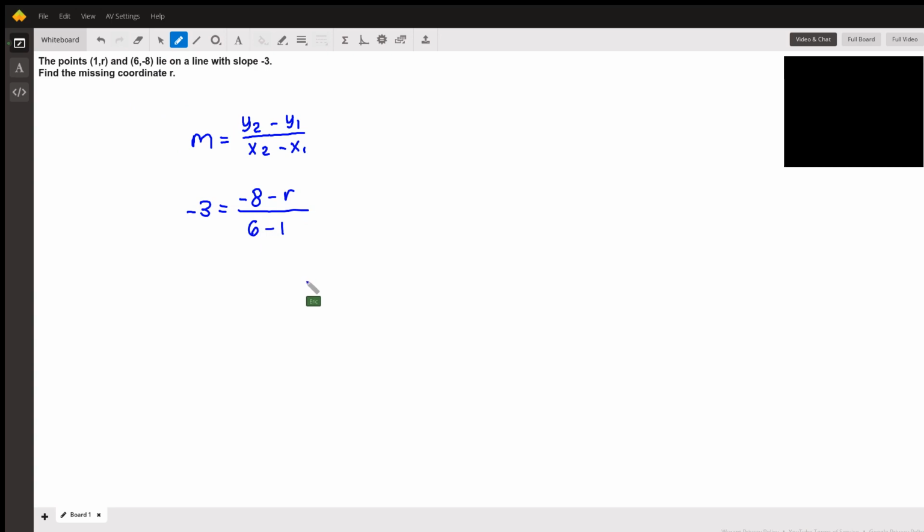Now, if we simplify the denominator from here, we have -3 equals (-8 minus r) over 6 minus 1, which simplifies to 5. Now we have an equation set up and we can solve for r. So our first step in solving for r is to get rid of the fraction by multiplying both sides of the equation by 5.